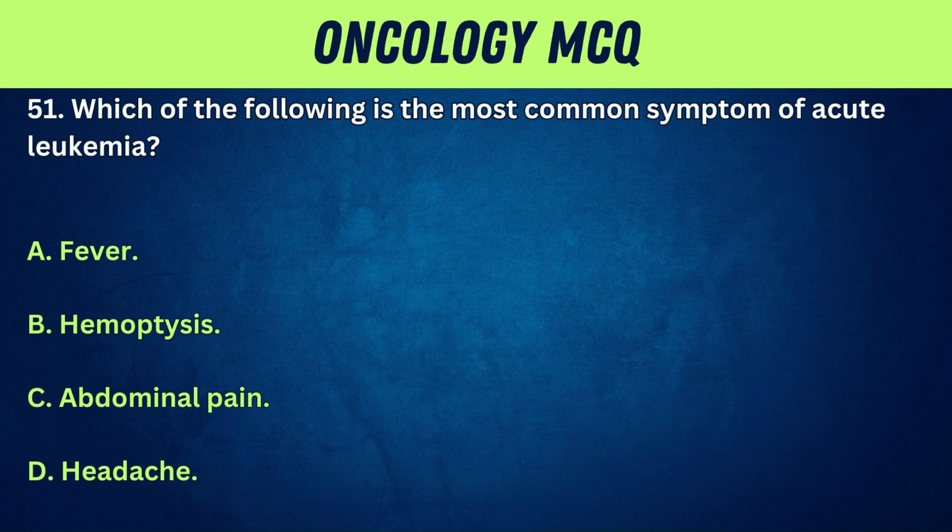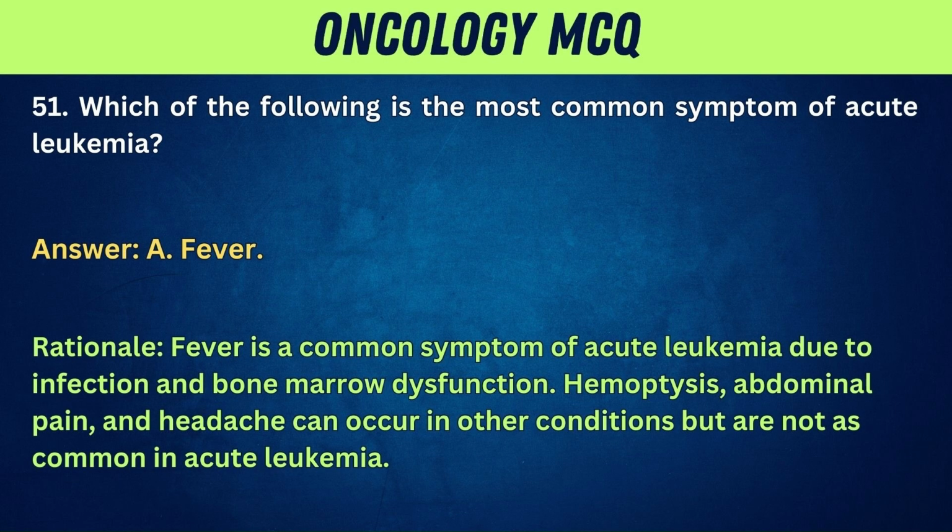51. Which of the following is the most common symptom of acute leukemia? A. Fever. B. Hemoptysis. C. Abdominal pain. D. Headache. Answer: A. Fever. Rationale: fever is a common symptom of acute leukemia due to infection and bone marrow dysfunction. Hemoptysis, abdominal pain, and headache can occur in other conditions, but are not as common in acute leukemia.